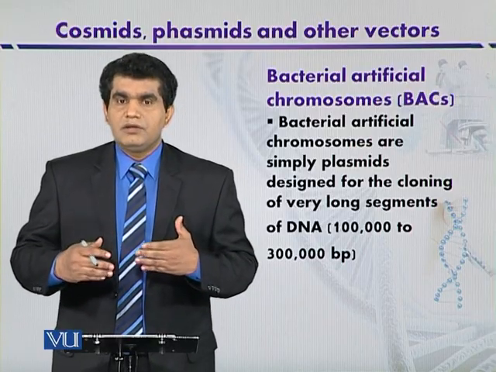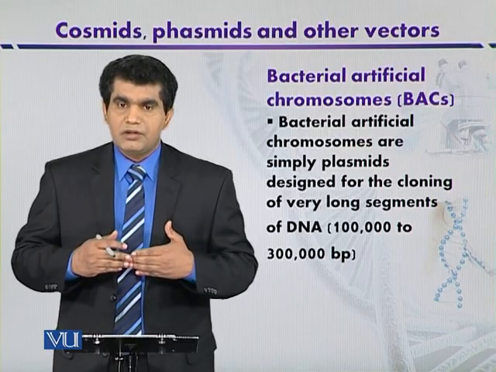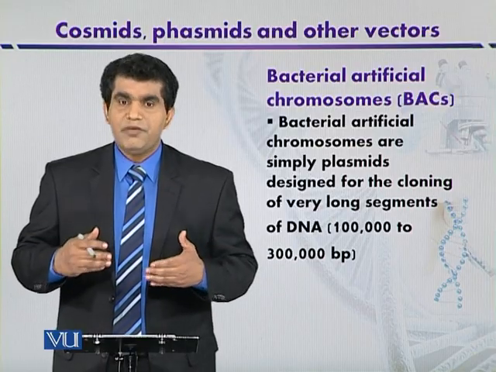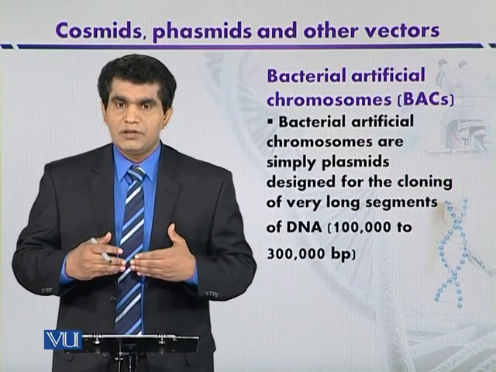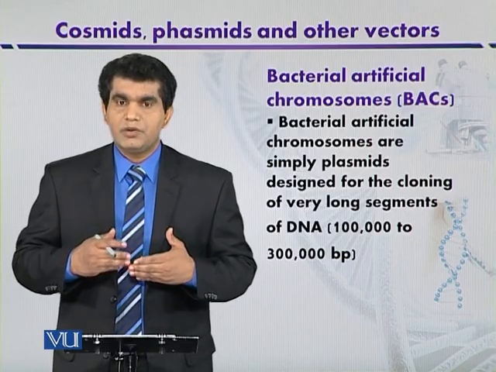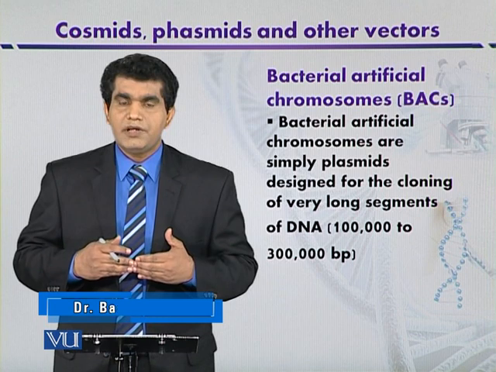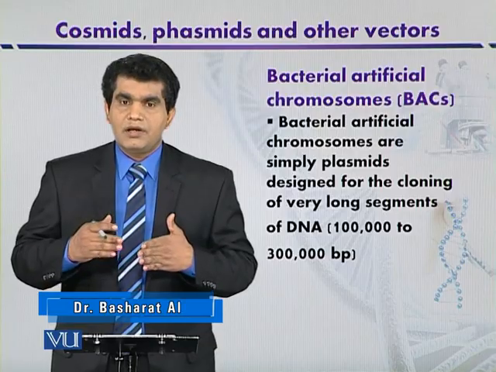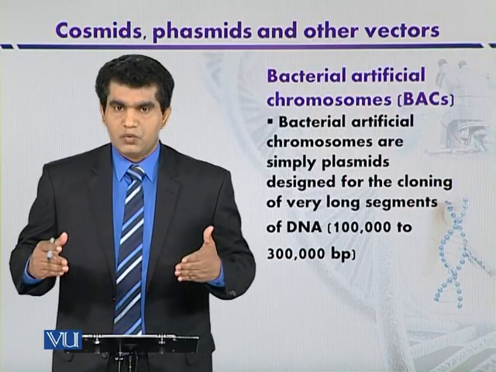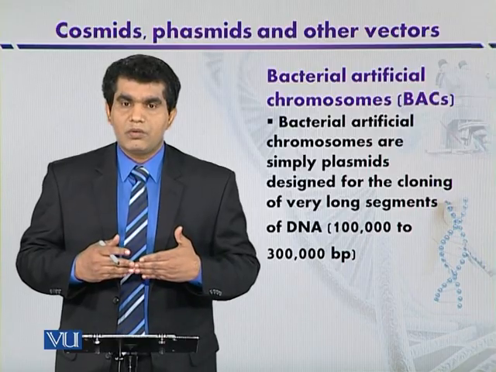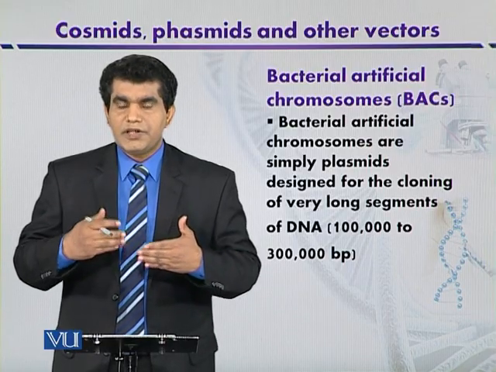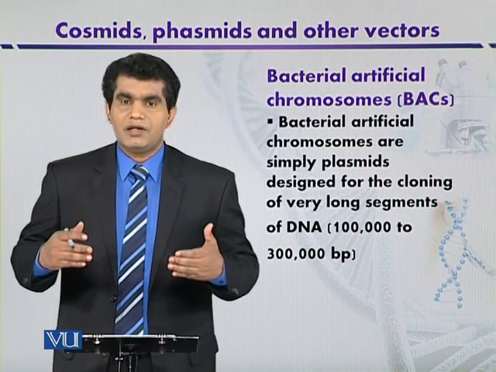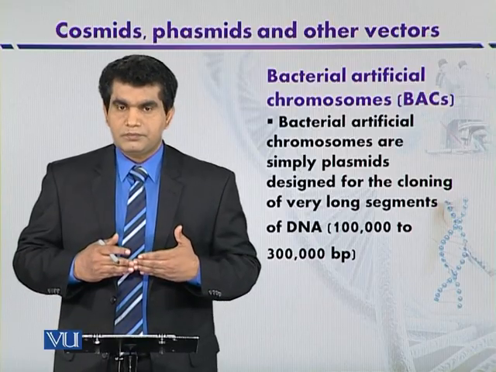And these BACs are bacterial artificial chromosomes. They have been constructed from some natural plasmids. If you remember the F plasmids, that is important during the process of conjugation, and even its derivative which is called F prime can carry a segment of bacterial chromosome. This trait of the F plasmid has been used to construct bacterial artificial chromosomes.